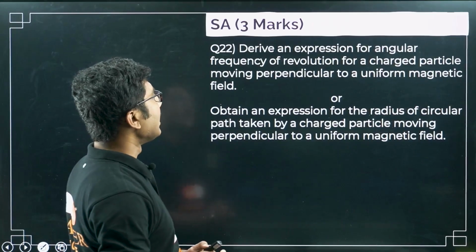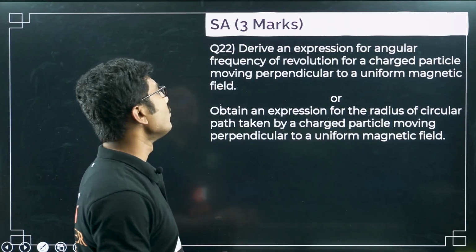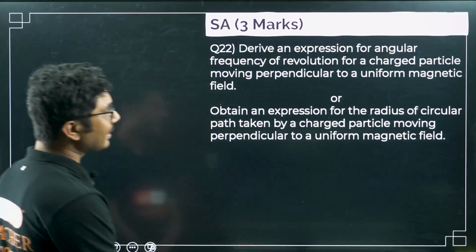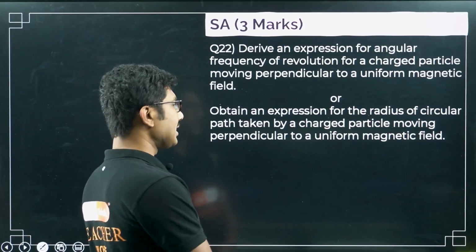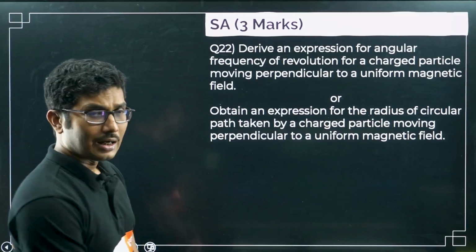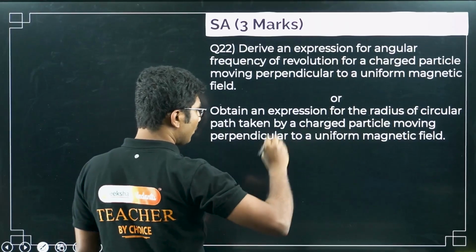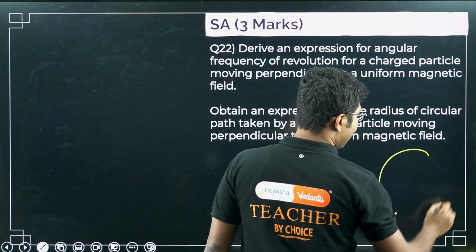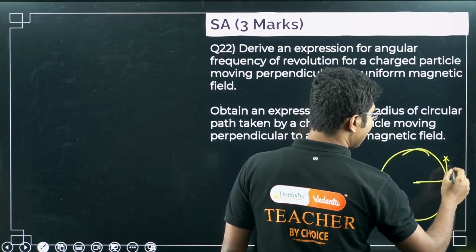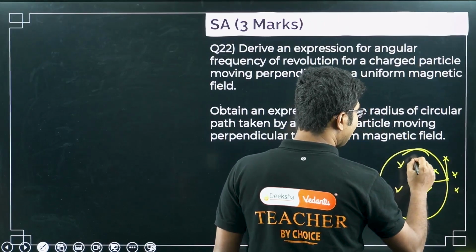Now next question. Derive an expression for angular frequency of revolution for a charged particle moving perpendicular to a uniform magnetic field, or obtain an expression for the radius of circular path taken by the charged particle moving perpendicular to the uniform magnetic field. So both are a common question. So we have done this derivation once. So when magnetic field and velocity are in perpendicular direction, we know that particle will move in a circular path.